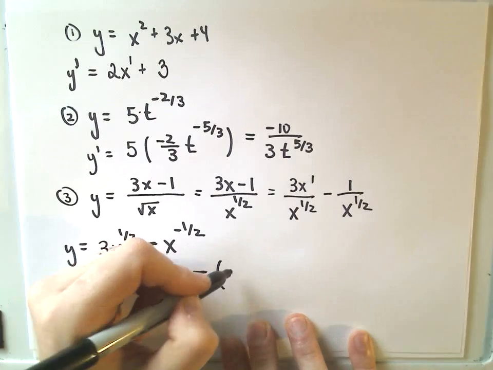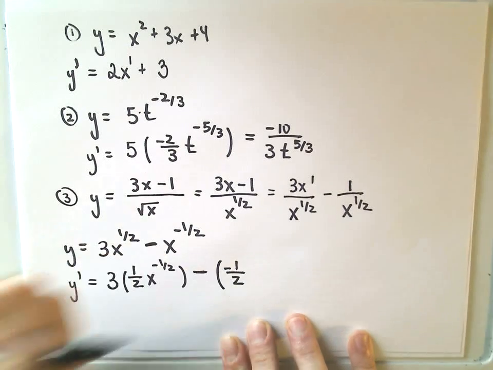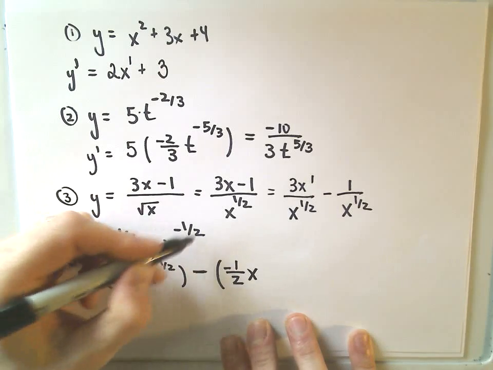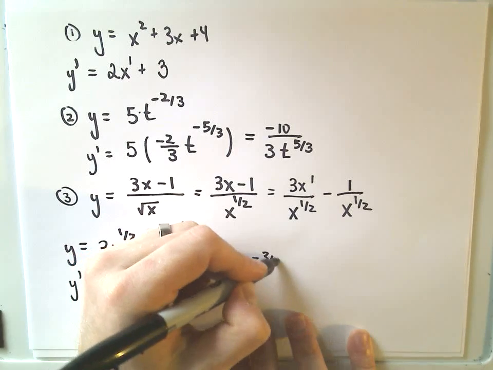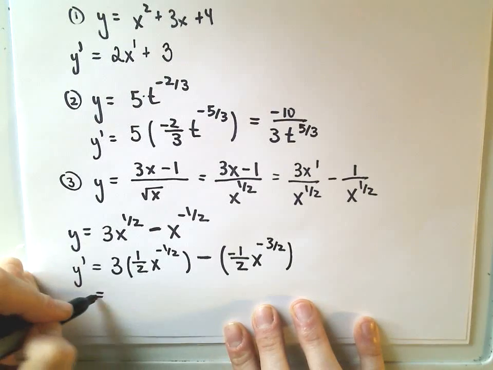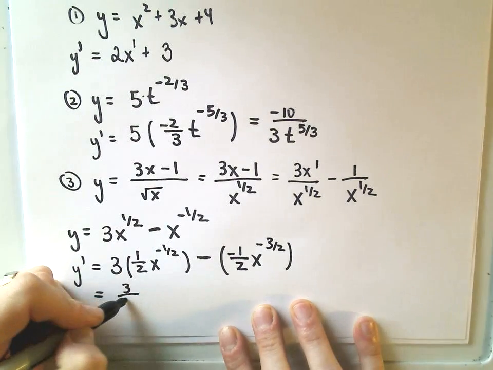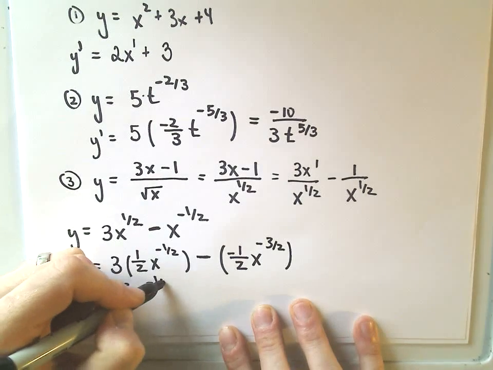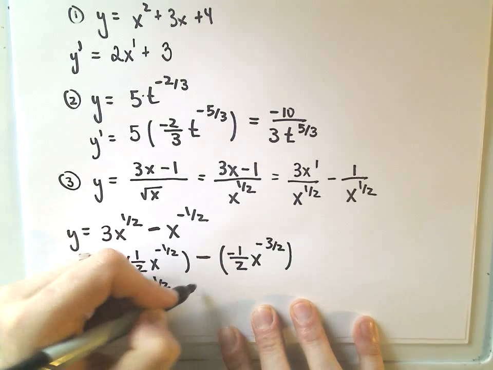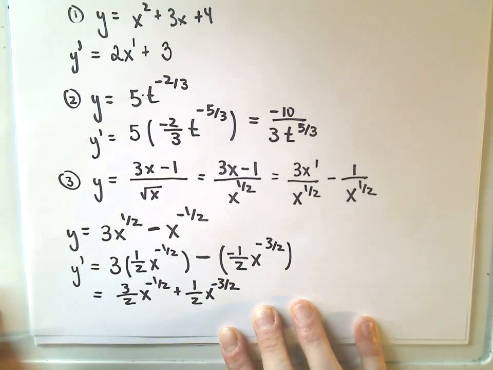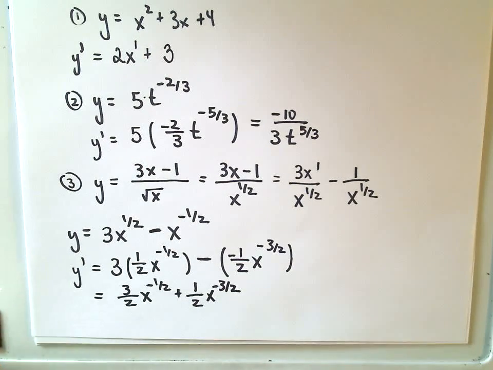Same thing, x to the negative 1/2. The negative 1/2 comes out front. We subtract 1 away, so we'll subtract 2 over 2 and get negative 3/2. And you can think about the 3 as being 3 over 1, so we'll have 3 over 2, x to the negative 1/2. Two negatives make a positive 1/2, x to the negative 3/2. And that would be your derivative.